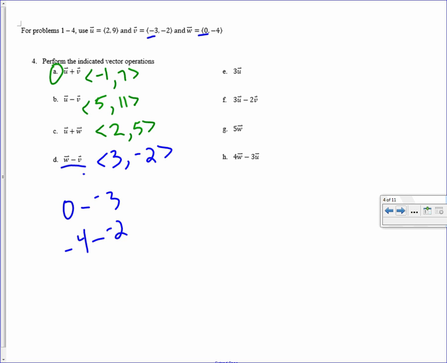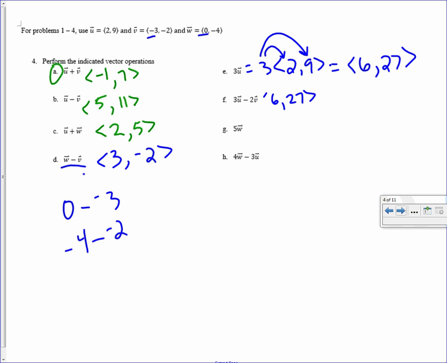All right, then we're going to be multiplying. So 3 times u. Think of this as distributing. We're multiplying both the x and y components by 3. So we will get 6, 27. And then putting those operations together. 3u, well, we already know that's 6, 27. Minus 2v. Well, 2v is negative 6, negative 4. Watch your signs here because we have double negatives. 6 minus negative 6 is 12. 27 minus negative 4 is 31.